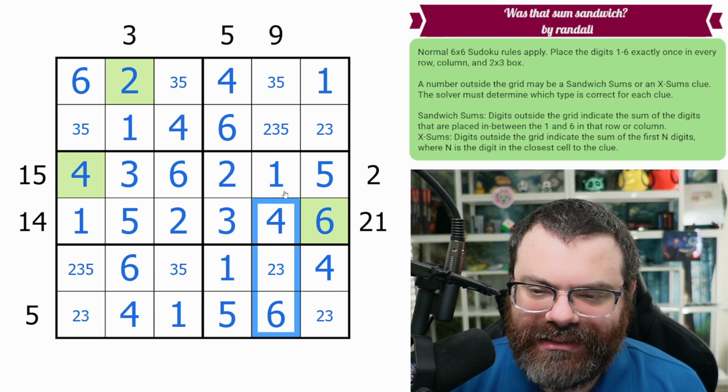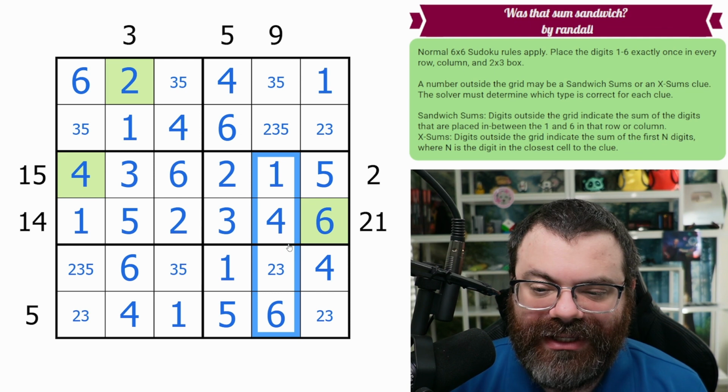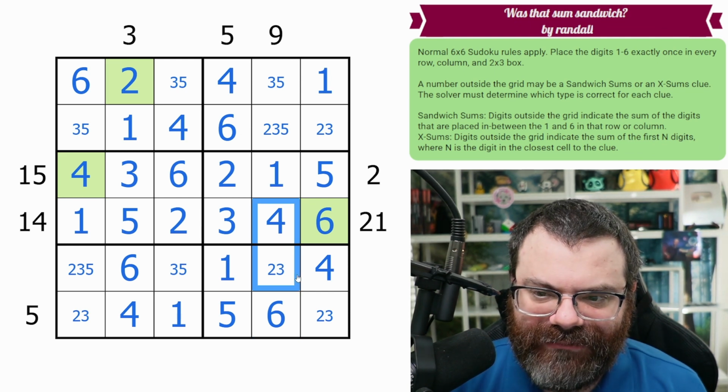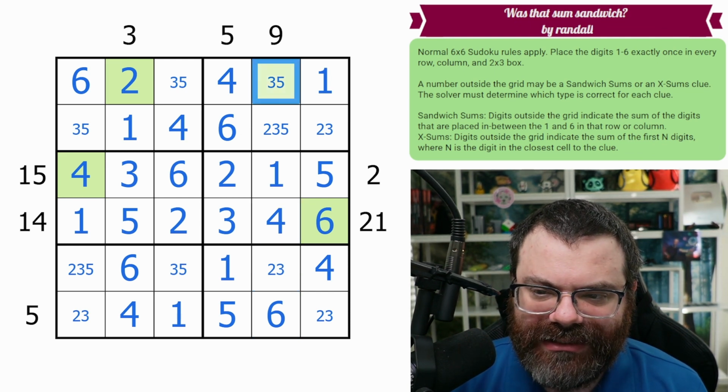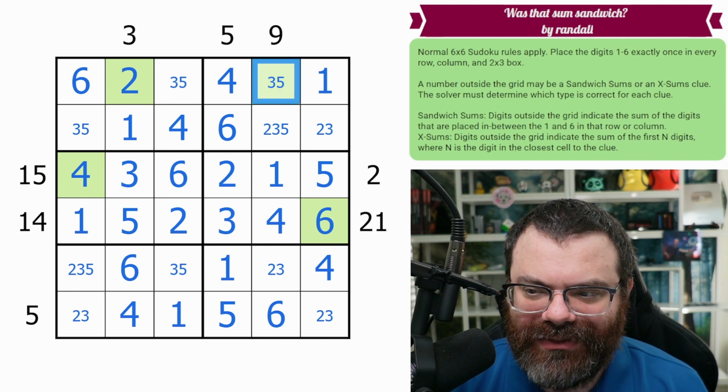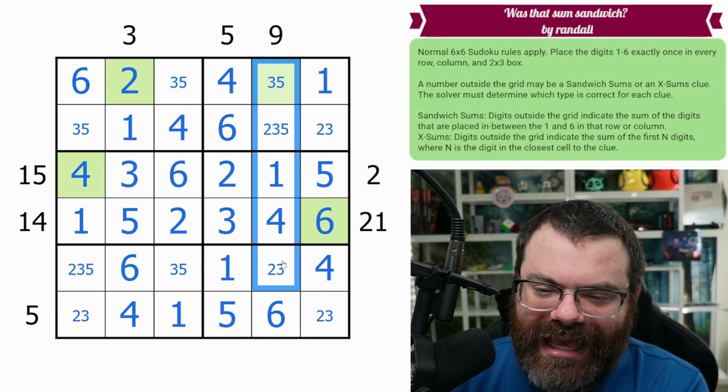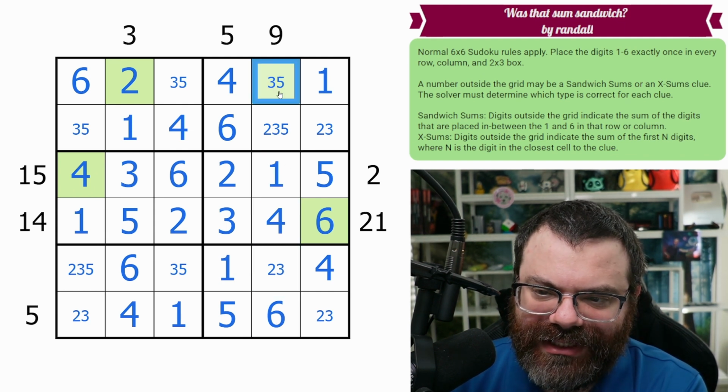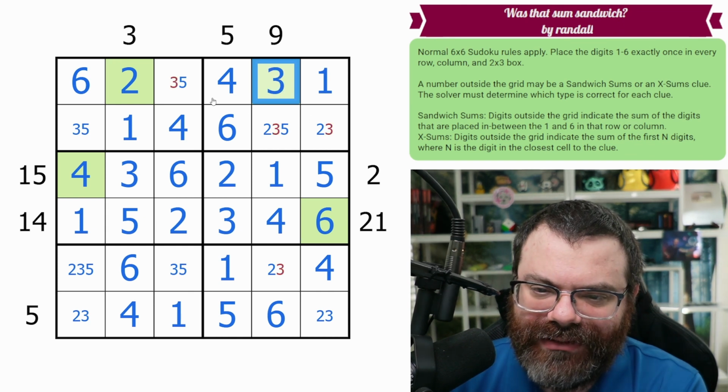Oh, can this be a 9 sandwich is for the first question. It cannot be because this can only add to 6 or 7. So it is not a sandwich. So this is an X sum clue. 9 and 5 is not possible. With 5, it would actually be exactly 15 because we know this is a 6. So this ends up a 3. And then this just resolves itself.